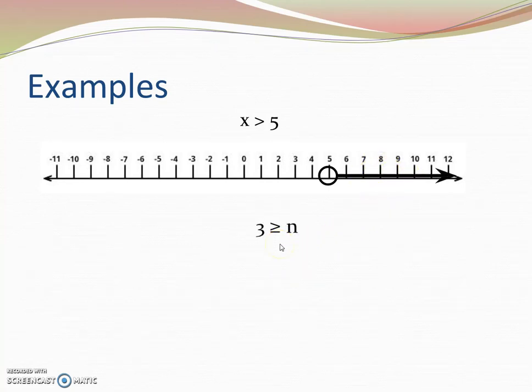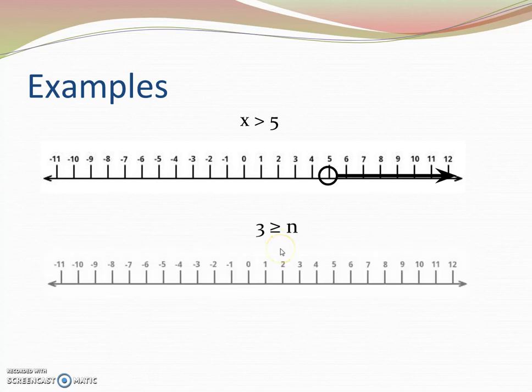Here's another example. 3 is greater than or equal to n. So here's my number line, and I know my circle is going to be at 3, but this one has an equal to. So it's going to be a closed circle, and I want 3 to be bigger than all my shading. So if 3 is the biggest, that means I have to shade the lower numbers. So I'm going to shade to the left.